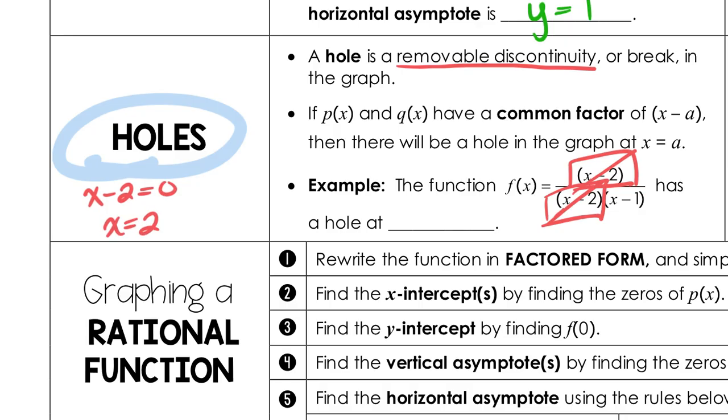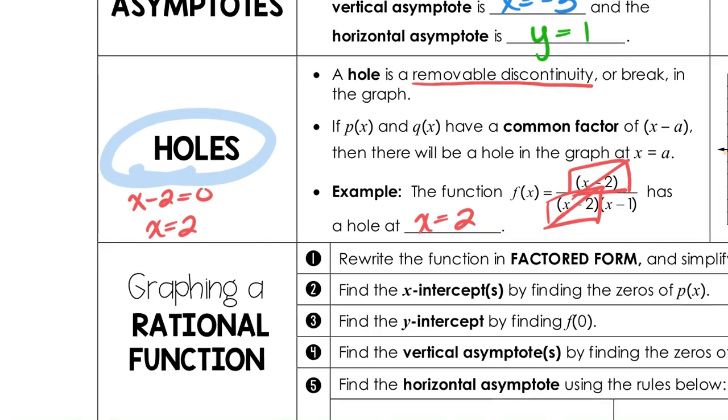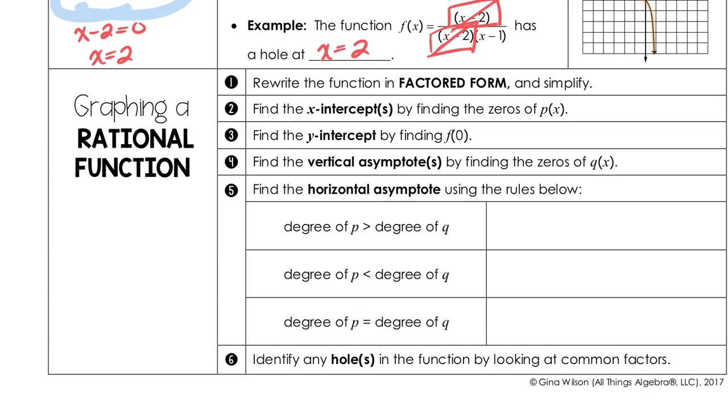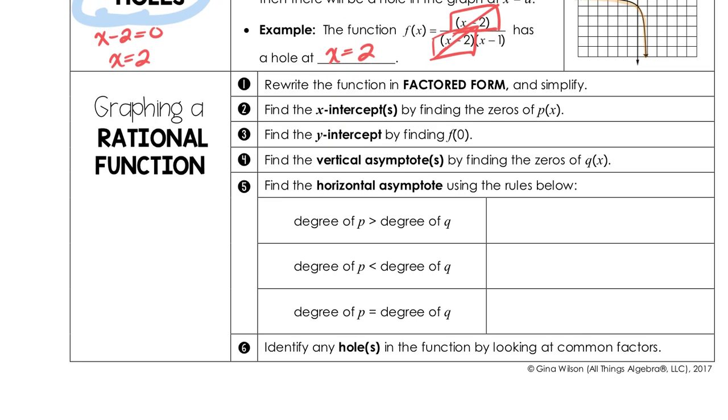That value is located at x is equal to 2. Later on, we're going to look at how we find the actual ordered pair without looking at a graph. So this is kind of a big review. Whenever we're dealing with rational functions, we want to first make sure that we are in factored form.